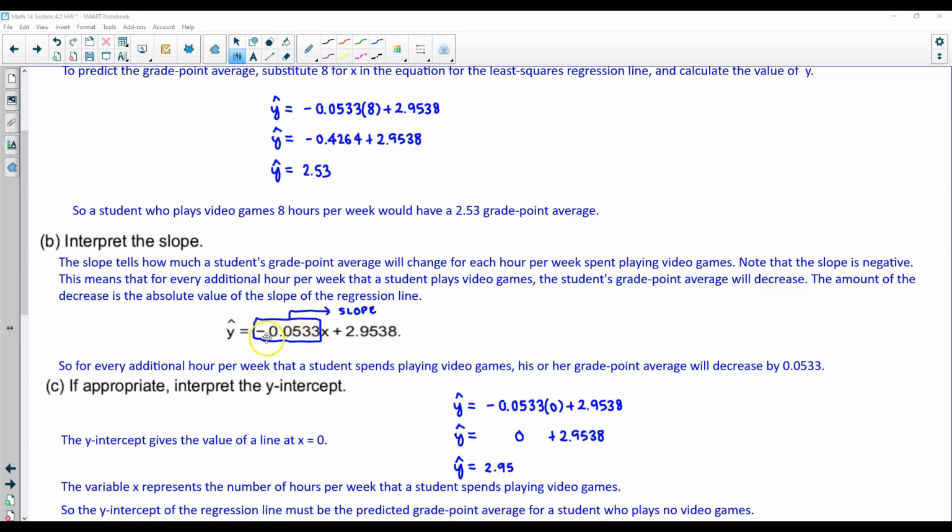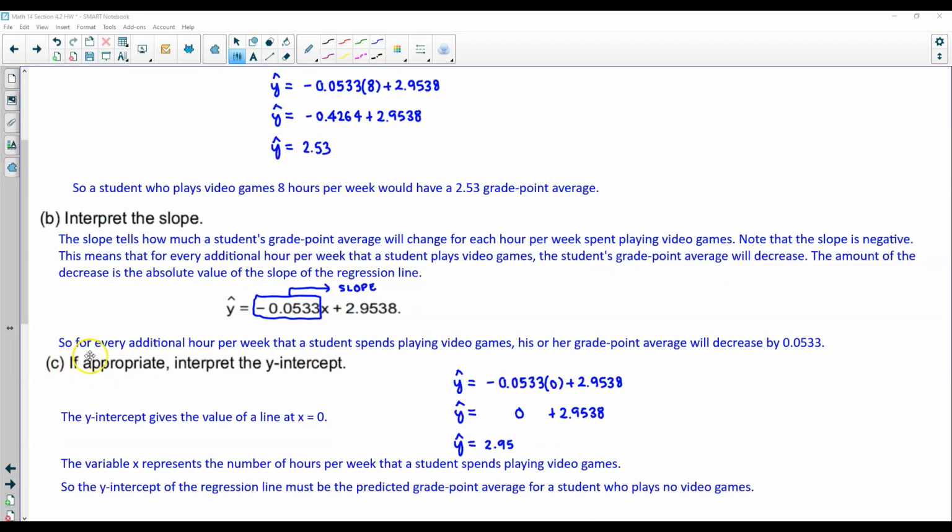So here is the slope, negative 0.0533. So we can say that for every additional hour per week that a student spends playing video games, his or her grade point average will decrease by 0.0533.